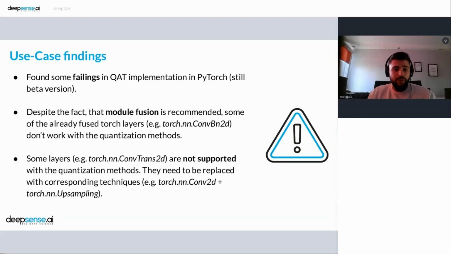The second finding was that despite the fact that fusing of modules is recommended by PyTorch in their tutorials, some of the already fused torch layers, like torch ConvBn2d, so the layer that fuses convolutions with batch norms, don't work with the quantization methods, so they actually need to be separated. And the last finding was that some layers, like transposed convolutions, are not supported with the quantization methods. So we needed to replace them with corresponding techniques. In this case, we used standard convolutions plus the upsampling layer.